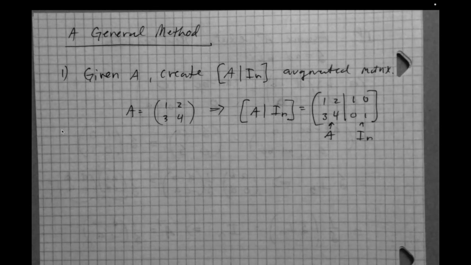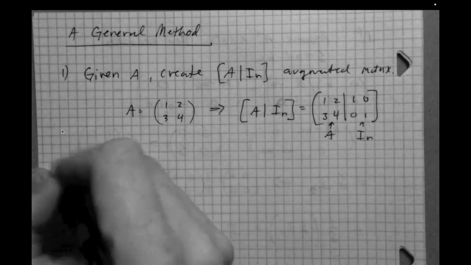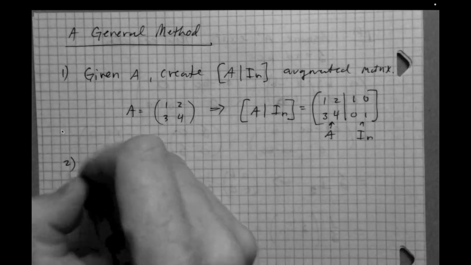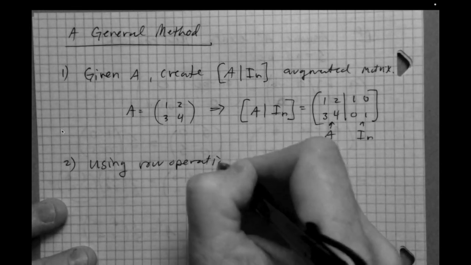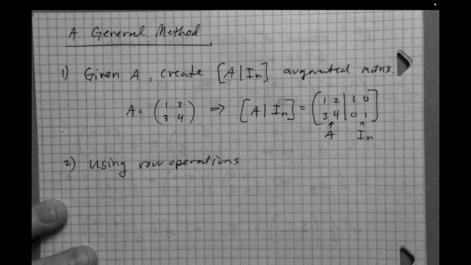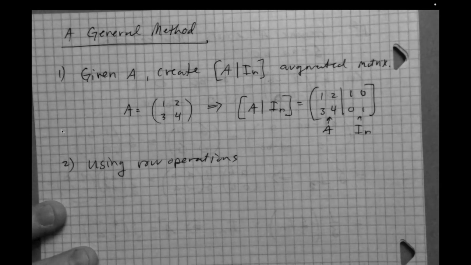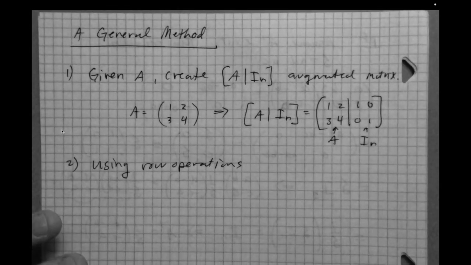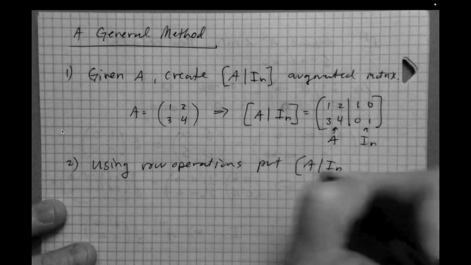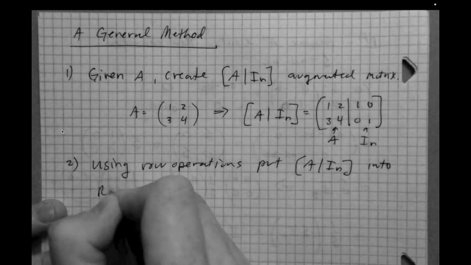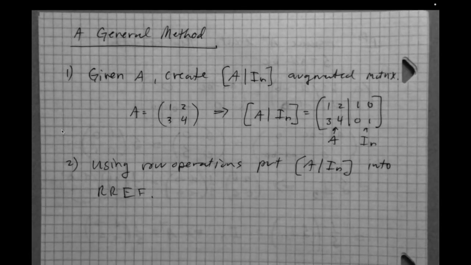Okay, pretty straightforward. We're kind of used to augmented matrices by now, so this is sort of normal. So that's the first thing you want to do, is set that up. And then using row operations, and when I say row ops, I mean 1, 2, and 3, the row operations that we discussed previously, we want to put A, I_n into reduced row echelon form, right? We want to basically row reduce this using Gauss-Jordan, and find the reduced row echelon form of this augmented matrix.